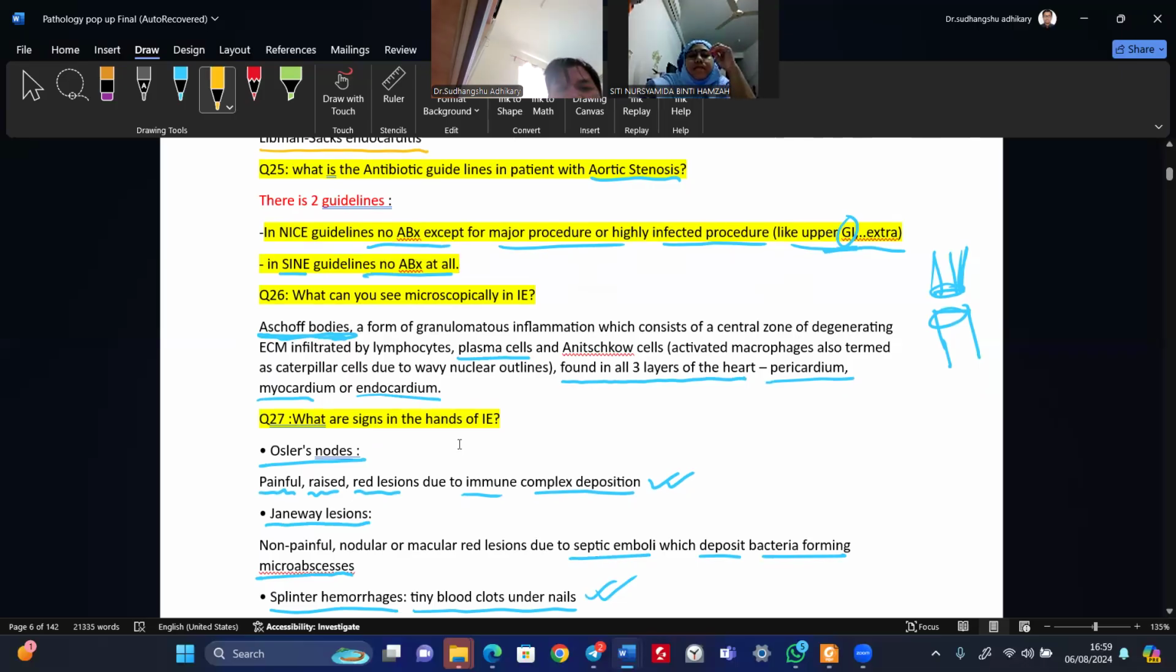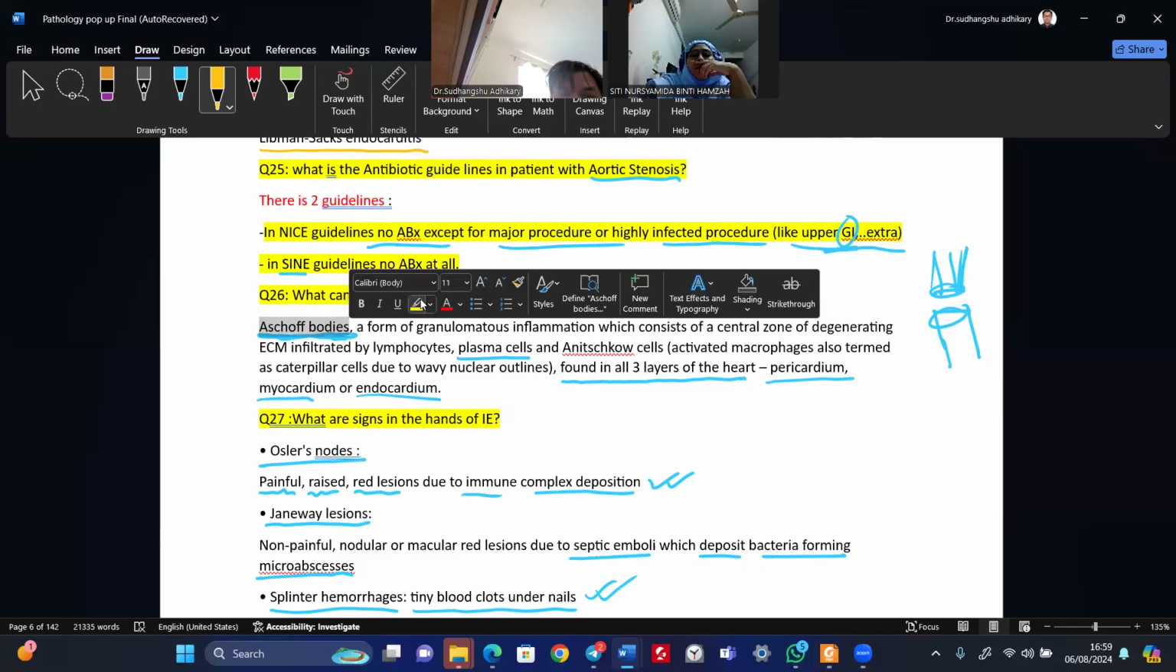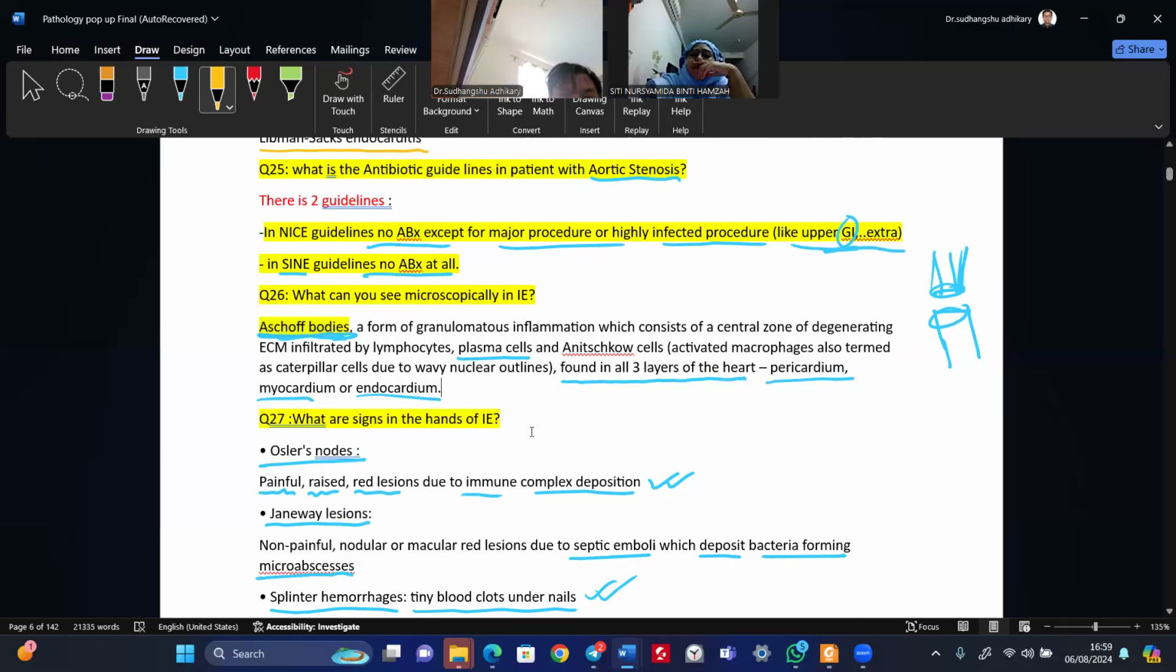What can you see microscopically in infective endocarditis? Aschoff bodies. What can we see microscopically in infective endocarditis? Microscopically, we can see Aschoff bodies.